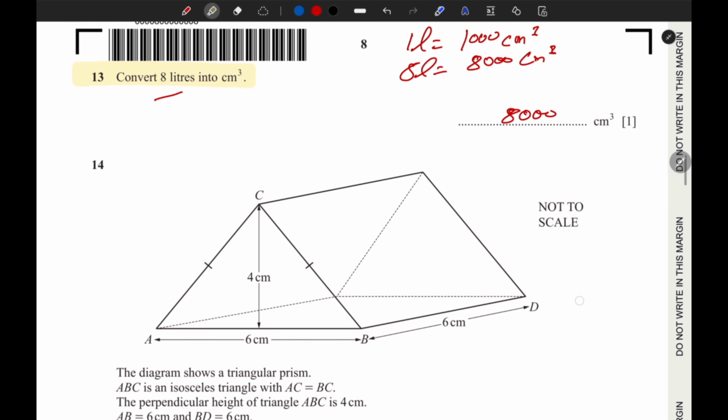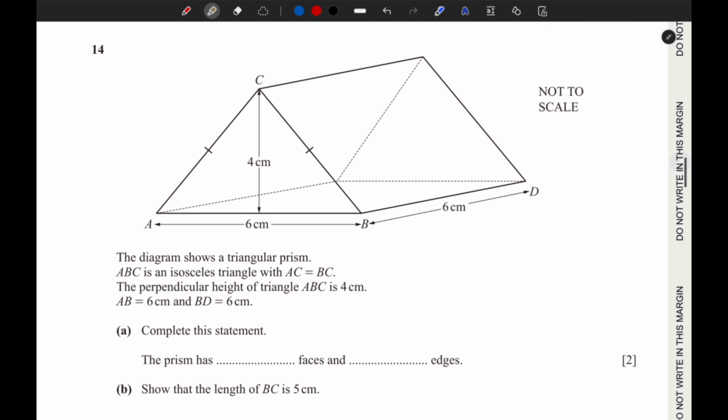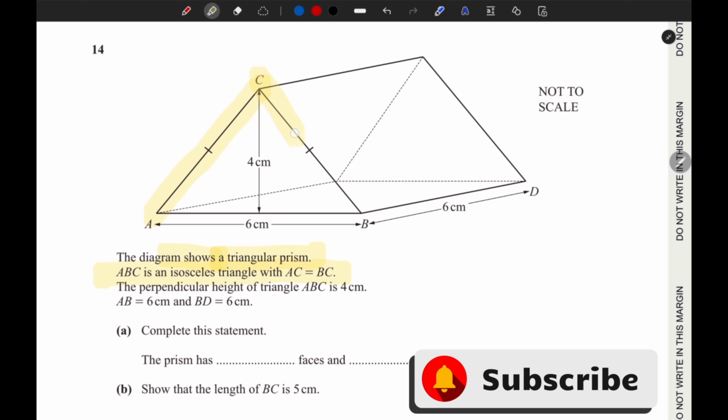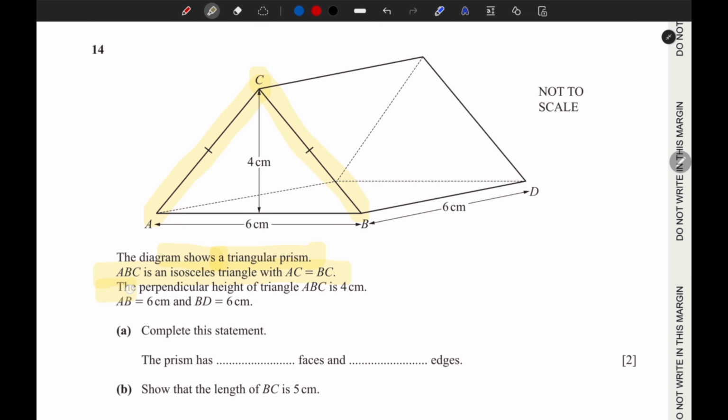Okay, that was easy. 14th. Now, as you can see in the diagram, it shows a triangular prism. ABC is an isosceles triangle with AC equal to BC. So this side AC is equal to BC. The perpendicular height of the triangle ABC is 4 centimeter. This is 4 centimeter. AB is 6. BD is 6 centimeter. Now complete the statement.